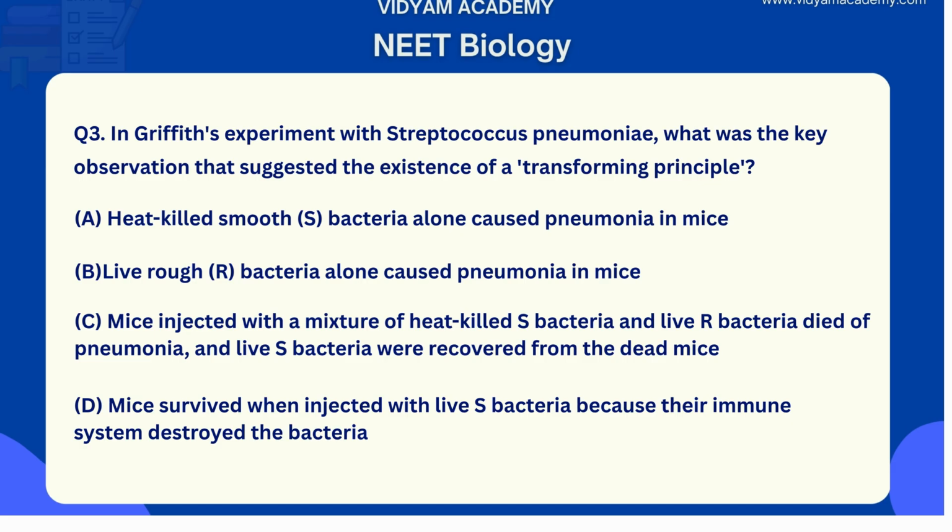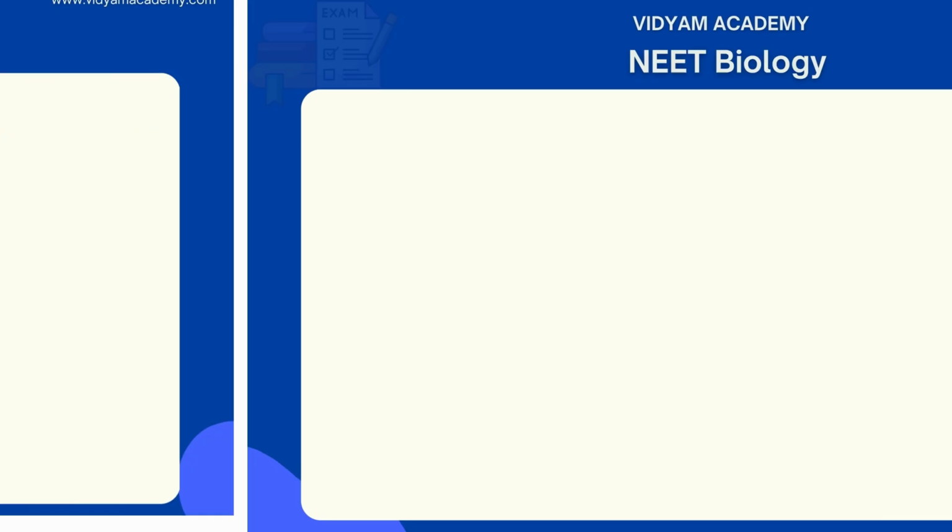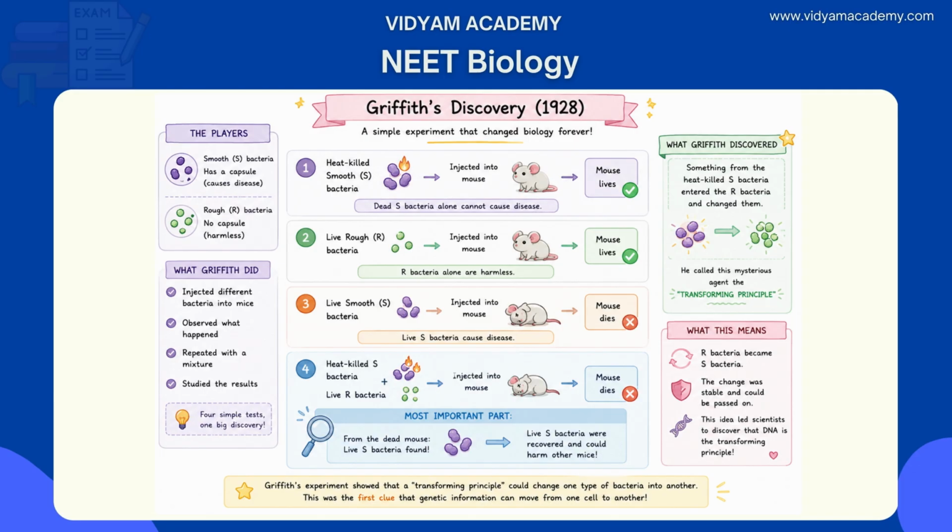What is the right answer for this question? The right answer is option C. Griffith worked with two strains of Streptococcus pneumoniae: the virulent smooth S strain with a polysaccharide capsule, which causes pneumonia, and the non-virulent rough R strain without a capsule.